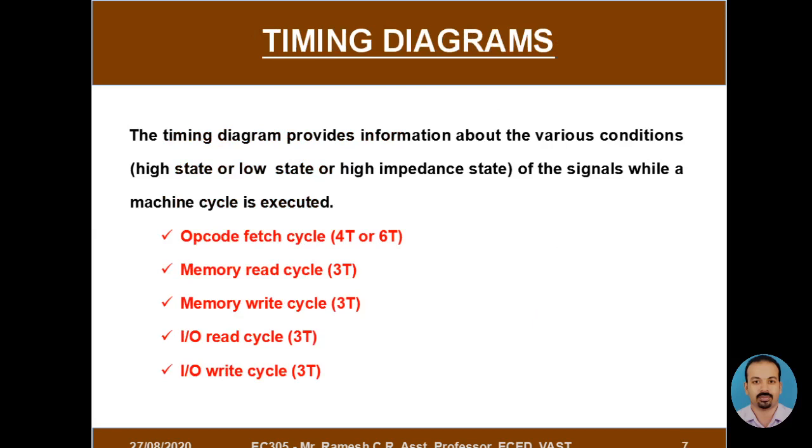So let's move on to the timing diagram. A timing diagram is nothing but a diagram which consists of a series of waveforms which provides information about various conditions of the signals. It may be your control signals, your status signals, or the signals corresponding to your address or data bus, etc. While the machine cycle is being executed, during the execution of that particular task mentioned in a specified machine cycle, what is the status of each of the signals.